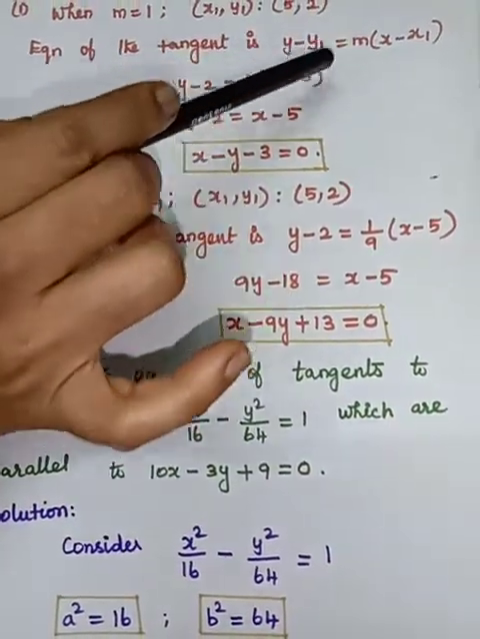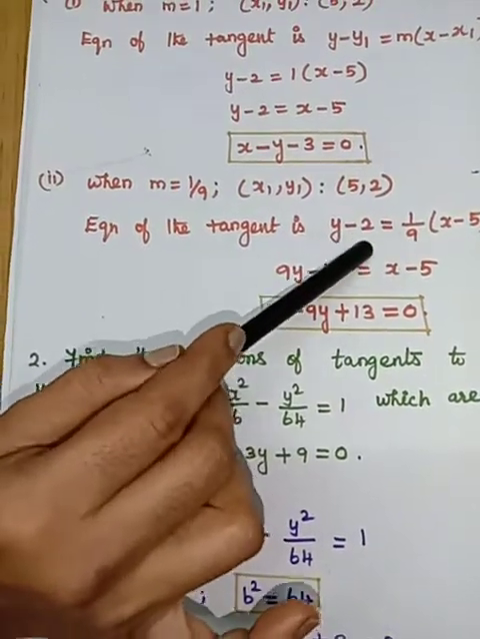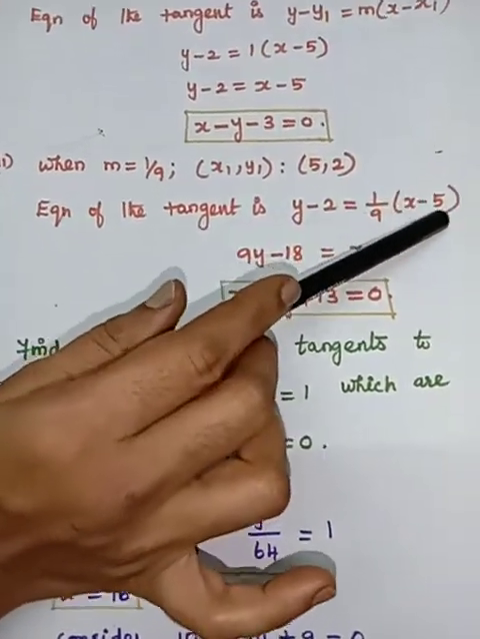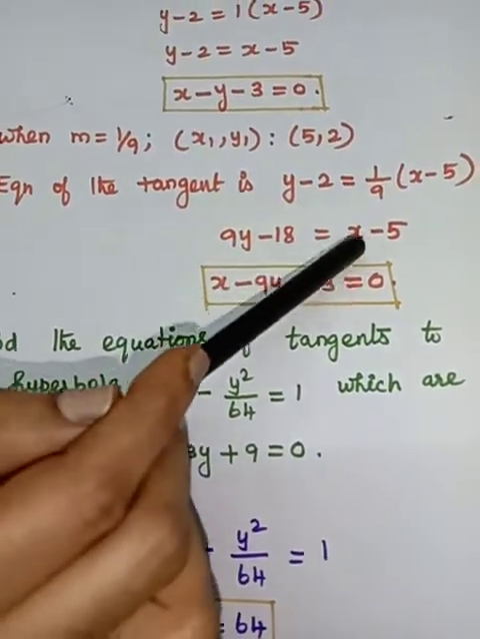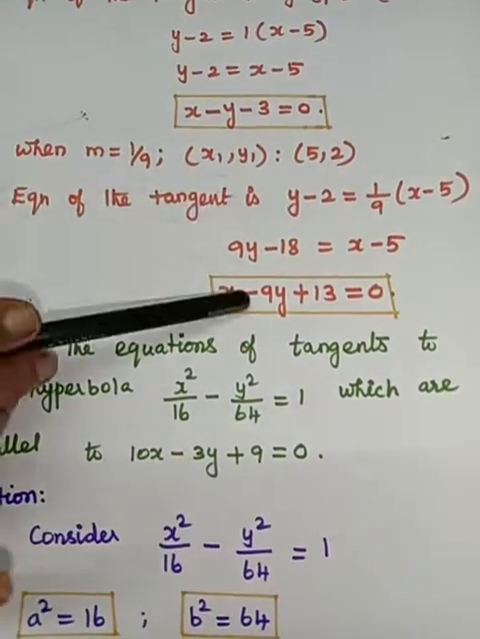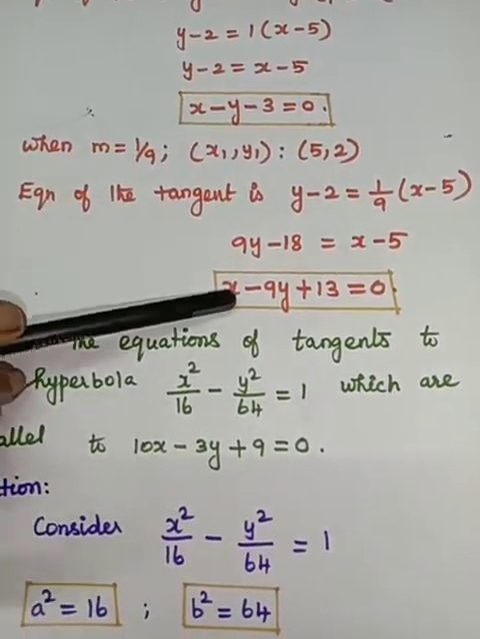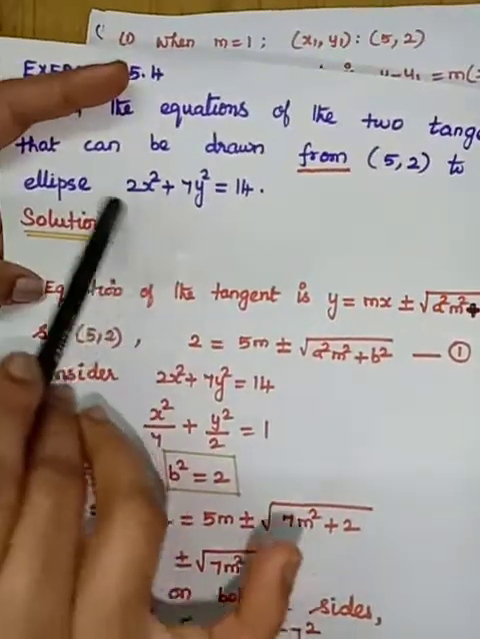So here in the place of m, you have to substitute 1 by 9. So y minus 2 is equal to 1 by 9 into x minus 5. When you cross multiply, 9y minus 18 is equal to x minus 5. You will arrange it and get this equation. So here you have two tangents that can be drawn from (5, 2) to the ellipse.